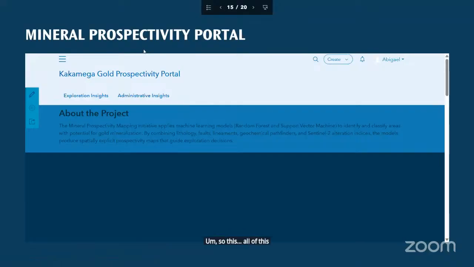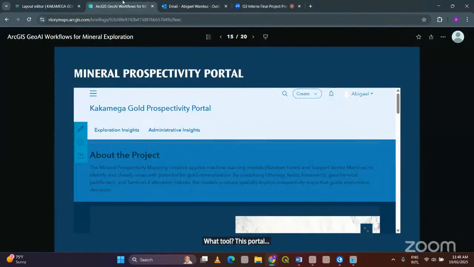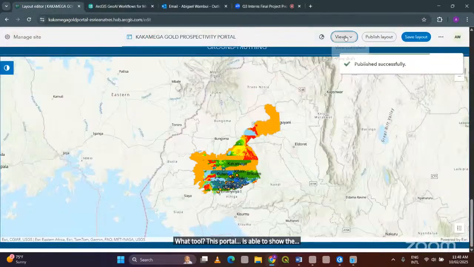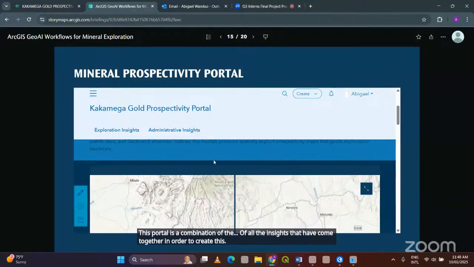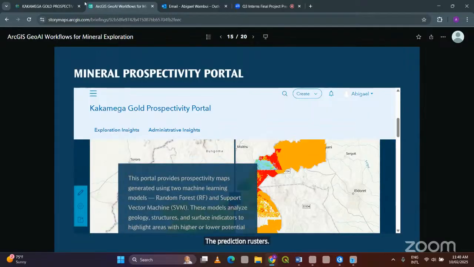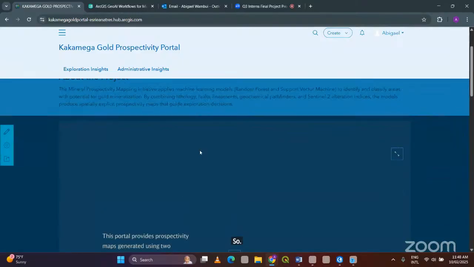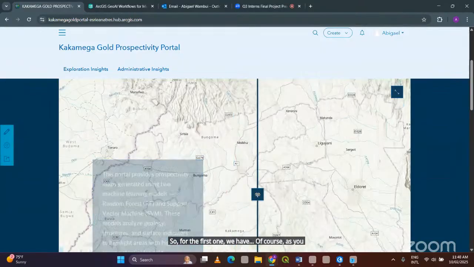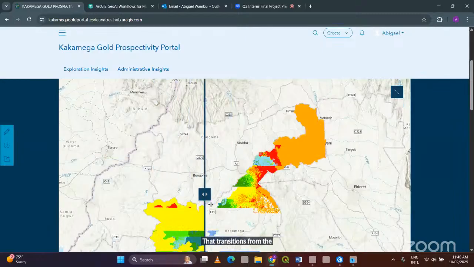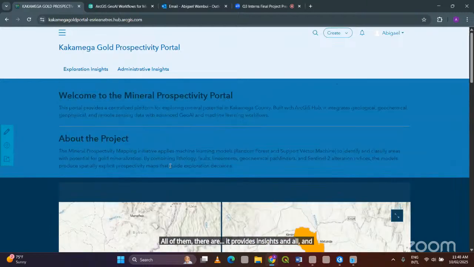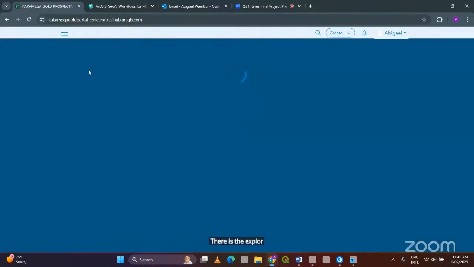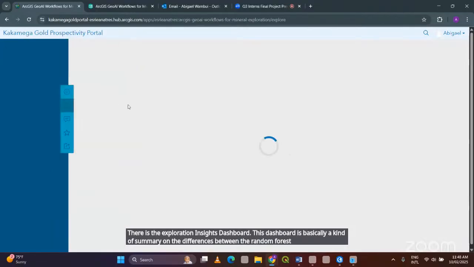So all of this has been consolidated into a mineral prospectivity portal. This portal is a combination of all the insights that have come together in order to create the prediction rasters for all the models. So for the first one, we have, of course, as you can see, this map that transitions from the random forest to the support vector machine models. All of them provide insights, and these insights can be shown through two dashboards. There is the exploration insights dashboard. This dashboard is basically a kind of summary on the differences between the random forest and the support vector machine models.